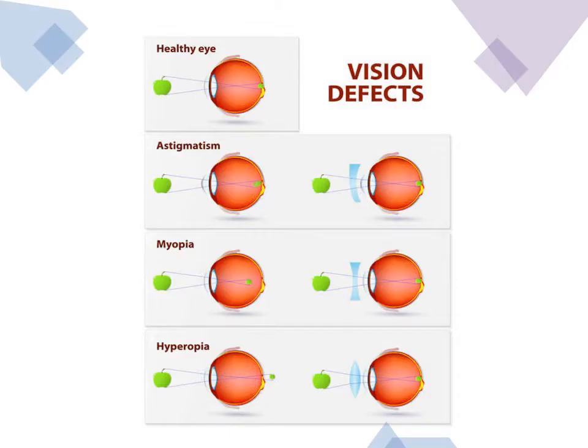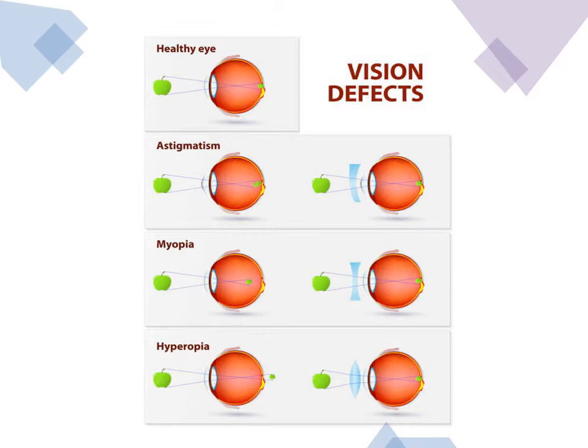The following types of errors of refraction usually present with blurring when looking at distant objects. In myopia, the image formed falls in front of the retina. This may be due to a long eyeball or a steep cornea. In contrast, in hyperopia, the image formed falls behind the retina. This may be due to a short eyeball or a flat cornea.